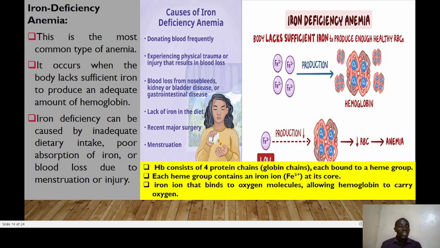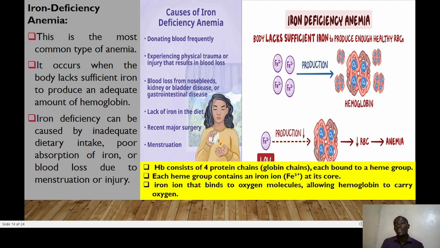Okay? So the first type of anemia is the iron deficiency anemia, and this type is the most common type of anemia. It occurs when the body lacks sufficient iron to produce adequate amount of hemoglobin. Iron deficiency can be caused by inadequate dietary intake, poor absorption of diet, or blood loss due to menstruation or injury. Okay, so menstruation, recent surgery, lack of iron in the diet, blood loss from nosebleeds, experiencing physical trauma, and so on and so forth.